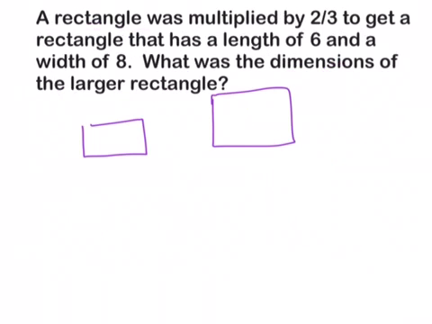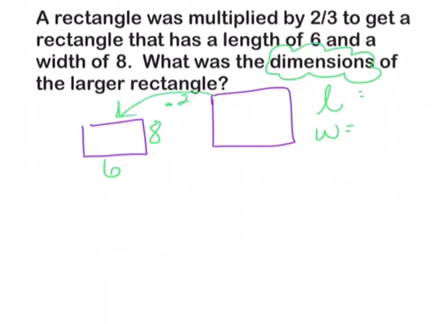Okay, last one. A rectangle was multiplied by 2/3 to get a rectangle that has a length of 6 and a width of 8. What were the dimensions of the larger rectangle? Notice it says dimensions, so that means we're going to have to find both the length and the width. All right, so we have a length of 6 and a width of 8. Now, if they had to multiply from my bigger one to my smaller one to get 2/3, what is the opposite? Because remember, I'm going backwards, so the opposite of multiplying by 2/3 is dividing by 2/3.